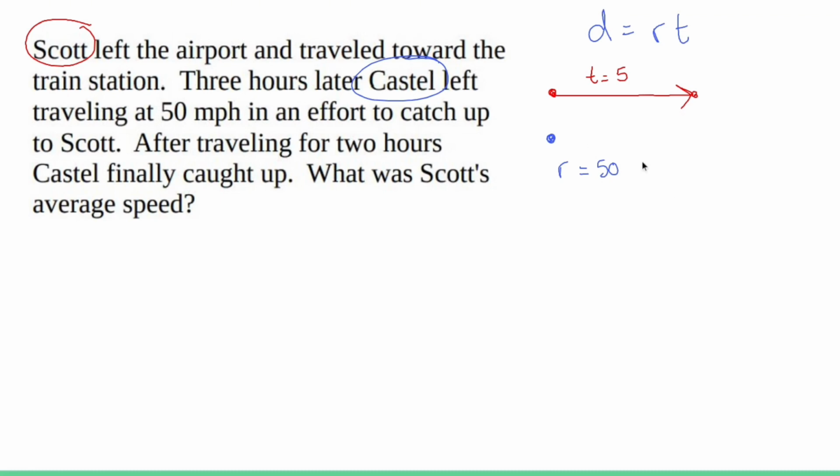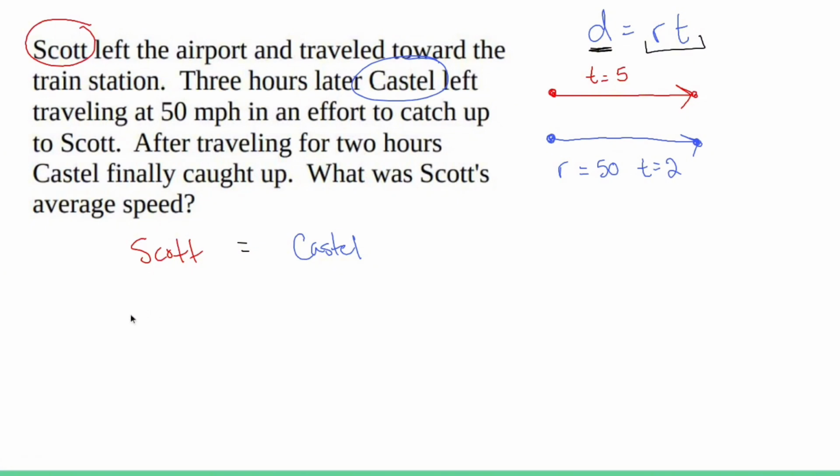So this is what we know. His time was 2 hours, his rate was 50, and his distance that he traveled was the same. So these guys have the same exact distance. So this is what we know. We have Scott, we have Castell. I hope I'm pronouncing that right. Their distances are the same, which means their rate times time is the same.